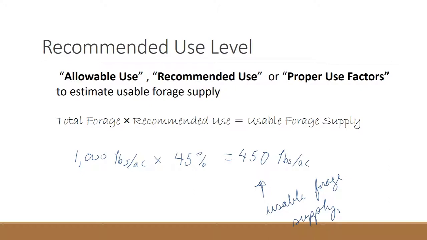So if you had 1,000 pounds per acre and you've decided for whatever reason to use 45% of the forage out there, that would mean that you'd have 450 pounds per acre on which you could develop a stocking rate or figure out how many animals to put on the range.